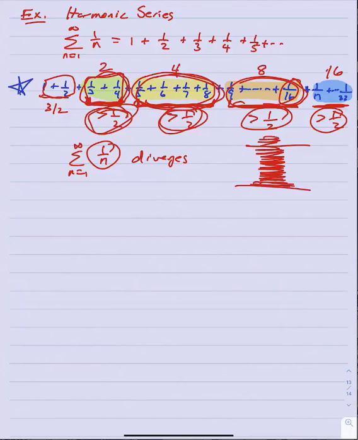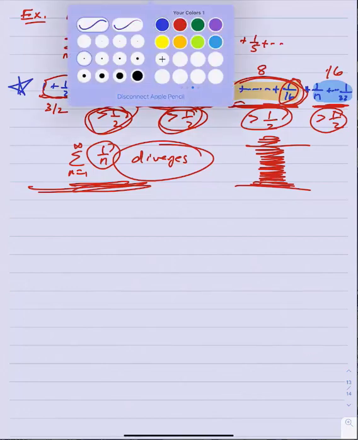Now, it's going to take me a long time to make this sum get bigger than, let's say, 1,000. But what we've just shown here is that if I go out far enough, I can eventually make this sum bigger than whatever I want. It may take trillions of terms to get it to a large size, but it is possible. This series diverges.